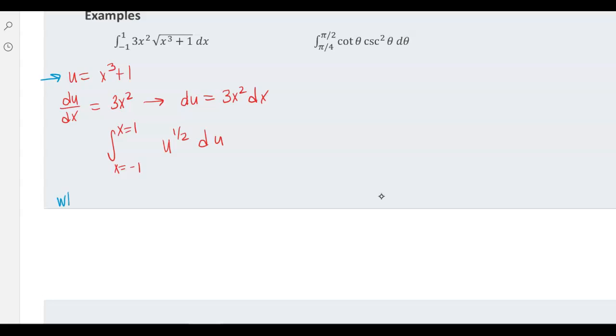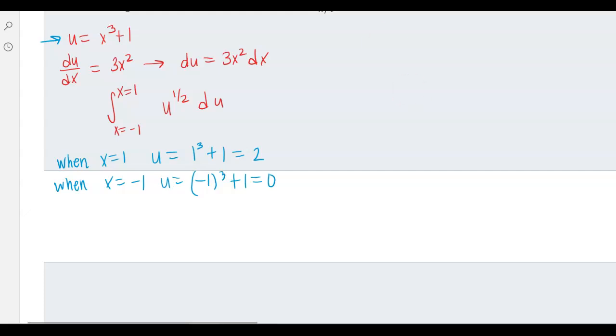So when x is equal to 1, what do we get for u? U is going to be 1 cubed plus 1. We're going to get 2 there. When x is equal to -1, we'll have -1 cubed plus 1. That's equal to 0. So to rewrite this whole integral in terms of u, I also need to change the bounds to be in terms of that variable as well.